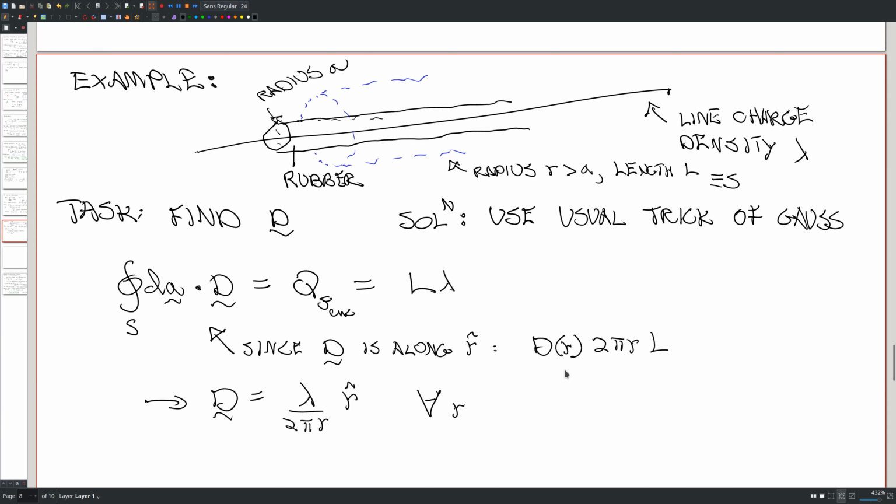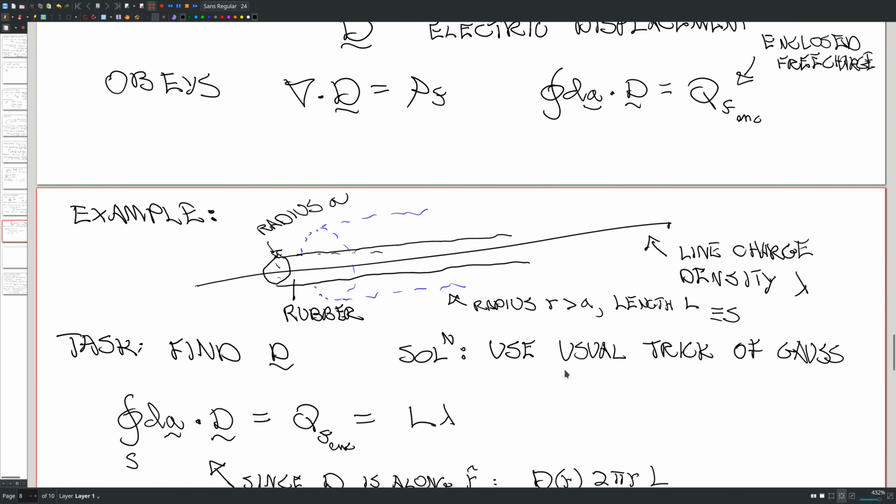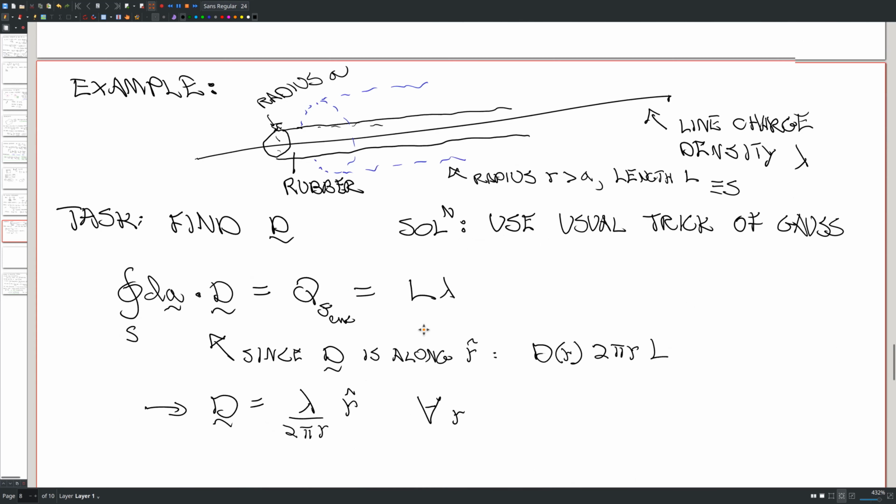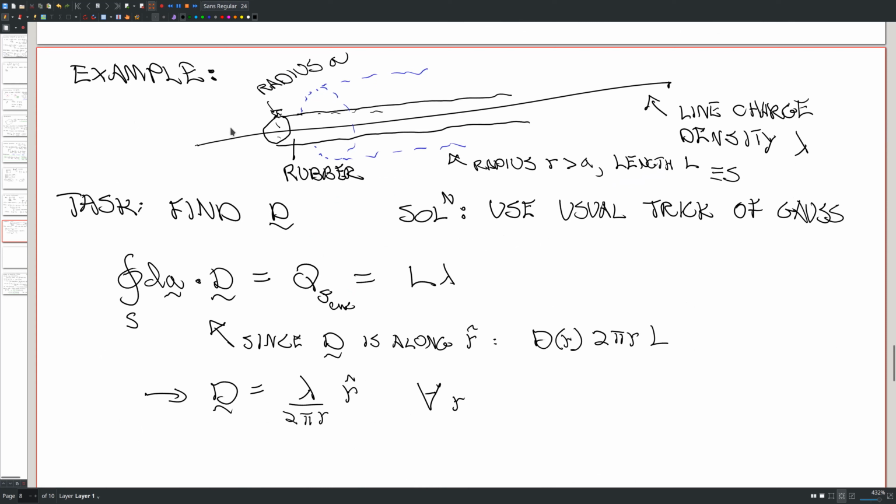Because what have I done? We have said that this thing here is valid. We have a local equation: divergence of D is the free charge. The only place where there is free charge is on the wire. And therefore, anywhere away from the wire, that is for any R greater than 0, this equation is valid.